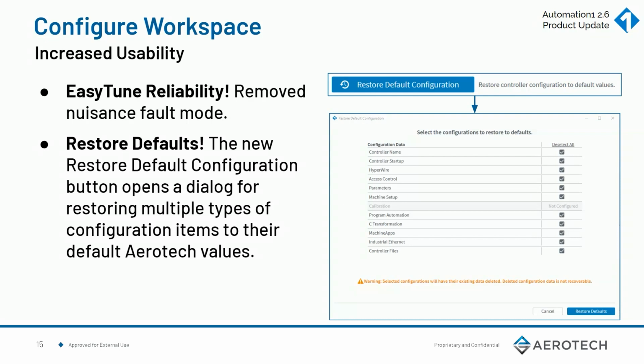Within the configure workspace, EasyTune has now been made more reliable. Fault mode has now been removed. Furthermore, a restore defaults button has now been added. The restore defaults button opens a dialog for restoring multiple types of configuration items to their default Aerotech values. Users can now pick and choose which values they would like to restore from this page.